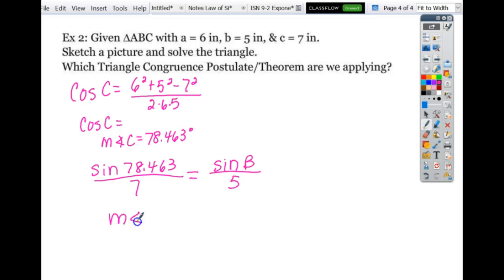So, what was the measure of angle B? I got 57. Oh, no, I did the measure of angle A. I got 44.415. Yes. So how did you find A? I did mine like the regular. Once we have 2, we can go back and subtract 180 minus 78.463 minus 44 to get the measure of angle C. It's way easy.